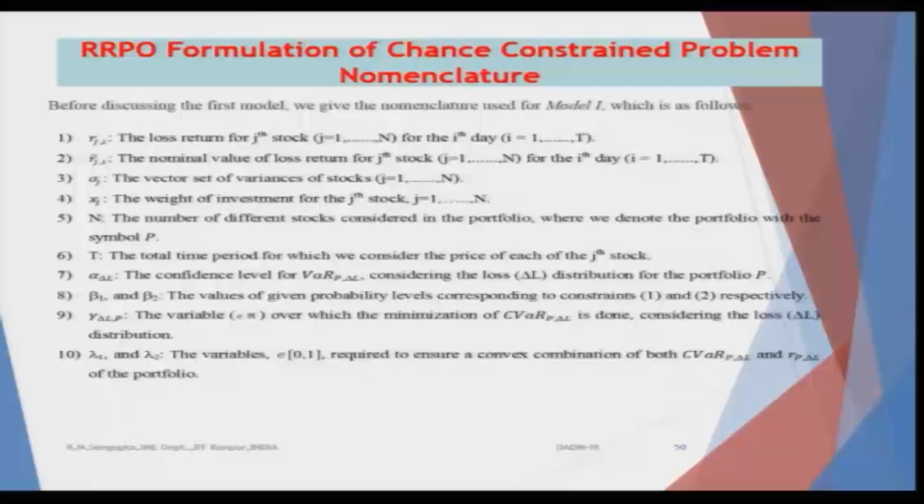And lambda 1, lambda 2 are the variables which ensure a convex combination you are going to put for the risk and return, and gamma is the variability over which the minimization of the CVaR would be done. So alpha is for the VaR and gamma is for the value of CVaR. Value at risk, VaR, or conditional value at risk, CVaR, are concepts used in finance to find out the overall risk of the portfolio.